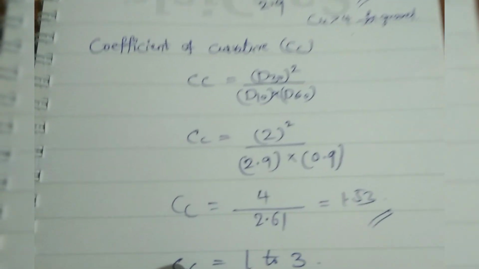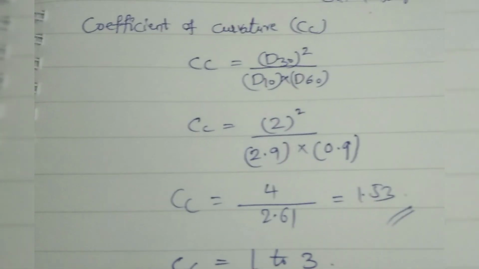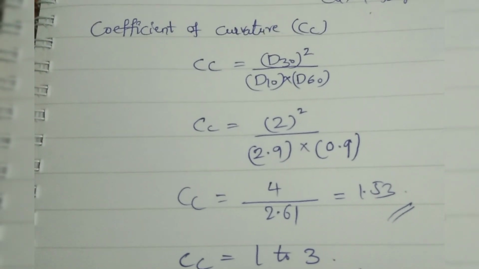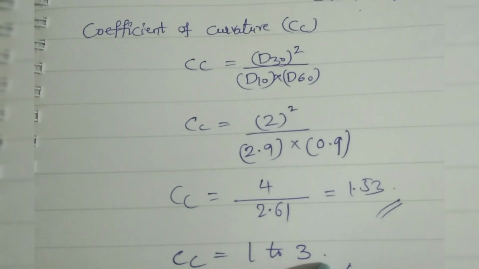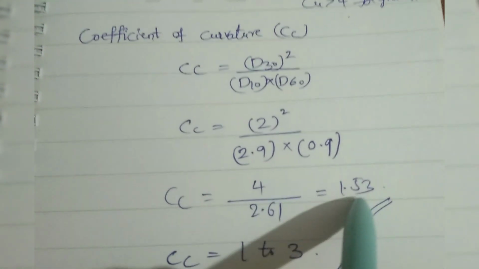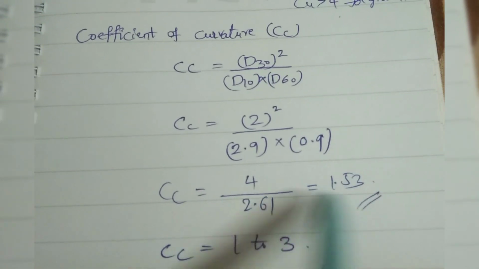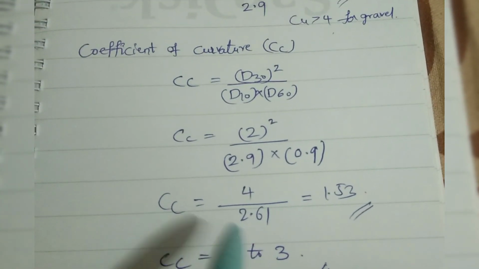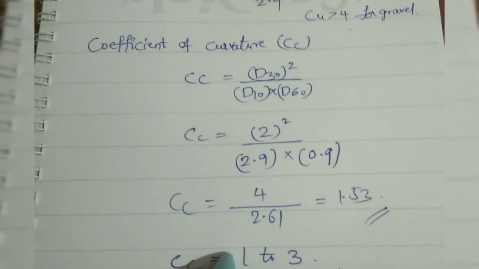Here we have some limits for identifying the classification of the soil, meaning what kind of soil it is. The limit for the coefficient of curvature is 1 to 3. Here we got the value 1.53, which is in between 1 and 3, right? So the soil is confirmed as a well graded soil.